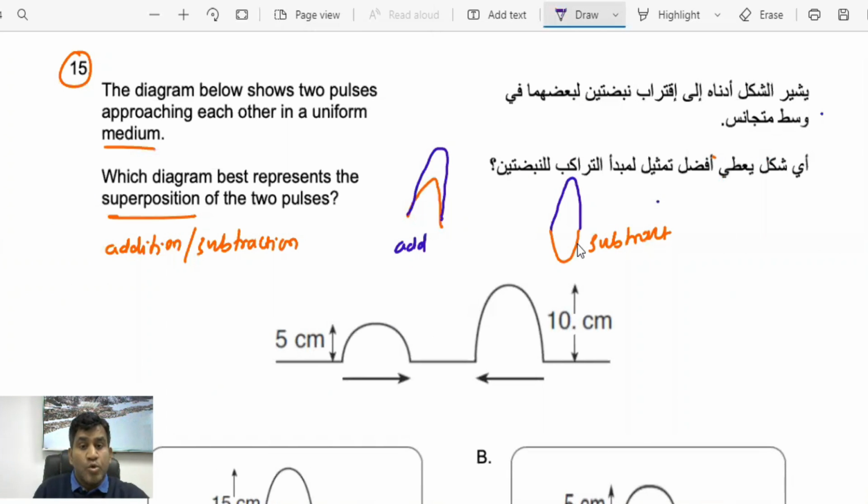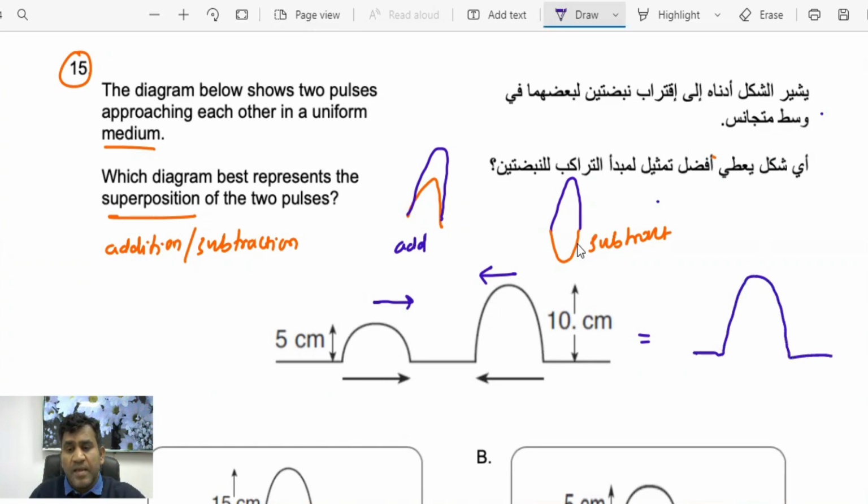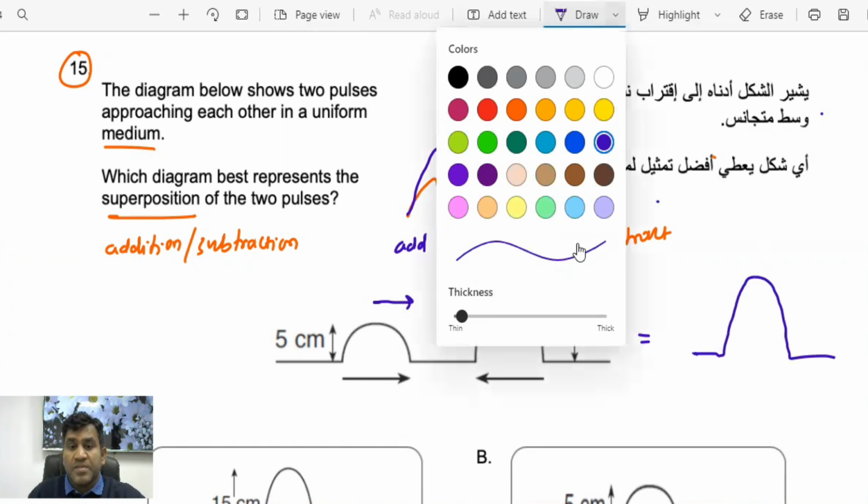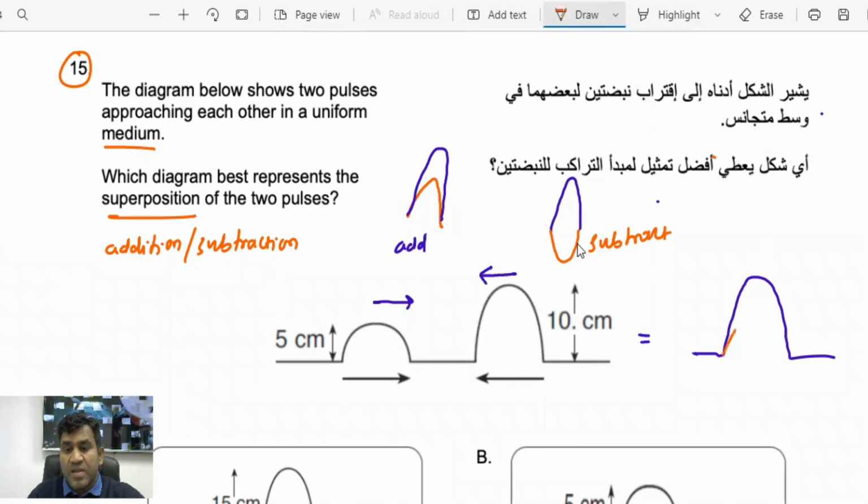They are saying the two pulses are approaching each other in a uniform medium. I mean, this pulse is going in this way. It means after some time they will definitely meet. The bigger pulse will be like this, and the smaller pulse, which we are representing with 5 centimeters, will be like this. They will be overlapping in this way, peak to peak. And as I said, when they overlap, they must be added. This is going to be 5 centimeters, and this is going to be 10 centimeters.